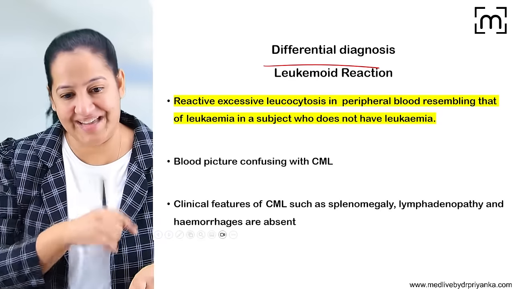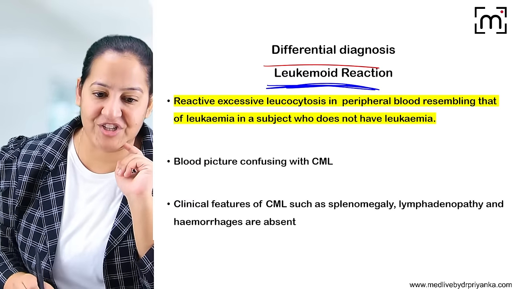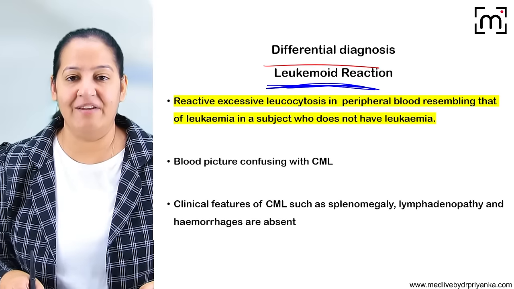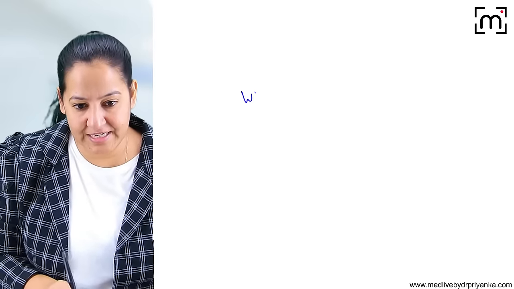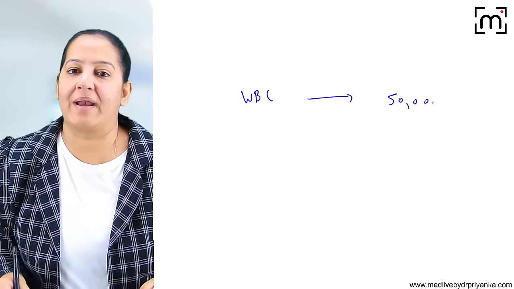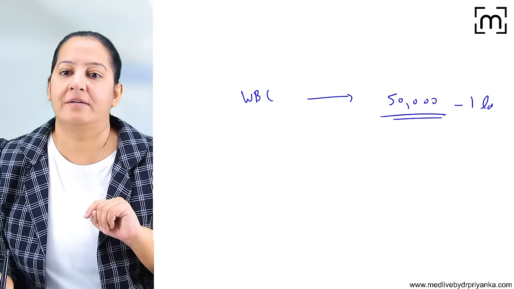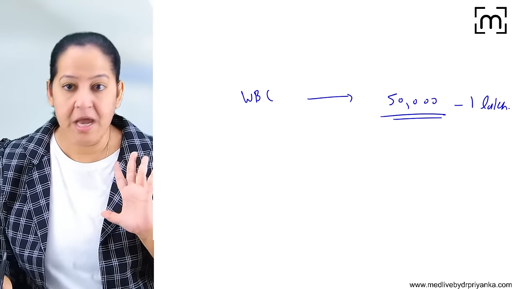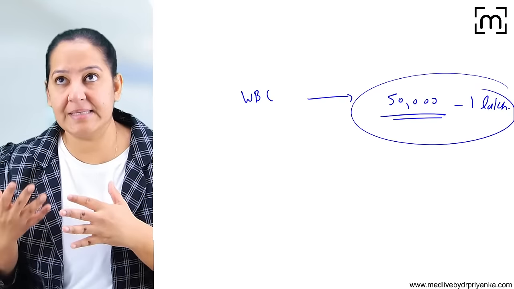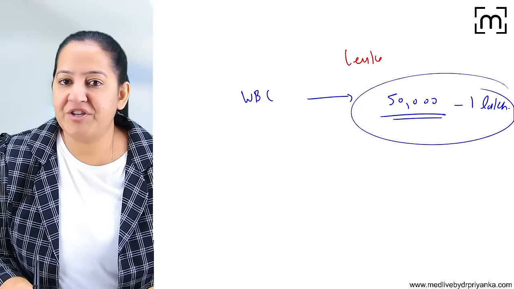Now coming to the differential diagnosis of CML. In CML, the most important differential diagnosis is leukemoid reaction. What do you mean by leukemoid reaction? Leukemoid reaction is a condition in which, if you check the WBC count in the blood, it is nearly 50,000 to 1 lakh. It is not more than 1 lakh, never. Normally it is up to 11,000, but it's not cancer. It's not leukemia. So sometimes you can get confused: is it CML or is it simple leukemoid reaction? Leukemoid reaction is not cancer.